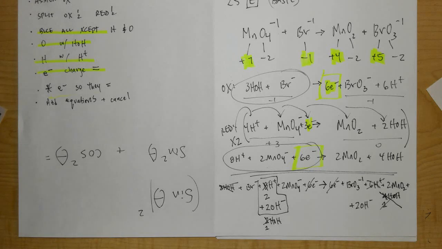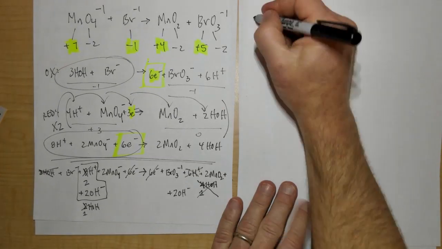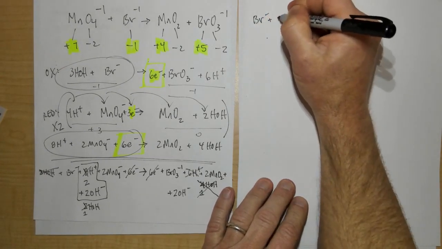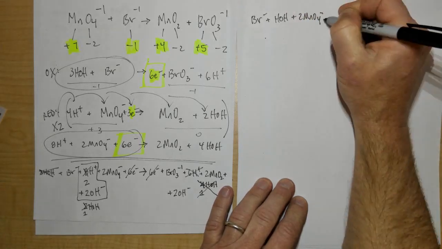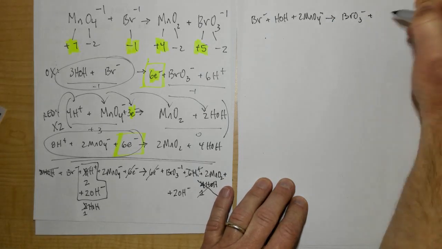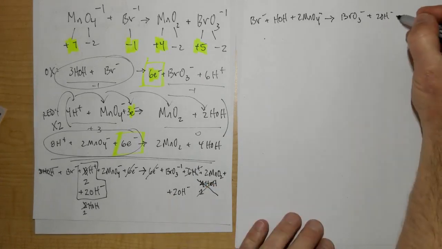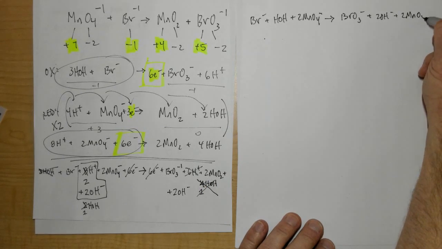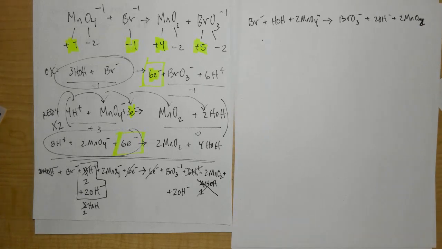And then when I'm done, I'm going to end up with the overall reaction being the Br- plus the 1 water plus the 2 of these, and then I've got 1 of these BrO3- over here, 2 hydroxides now, see how those are there, and then I've got a 2 MnO2 over here on the right hand side. And I think that's my balanced reaction.